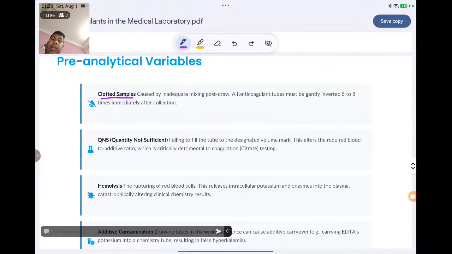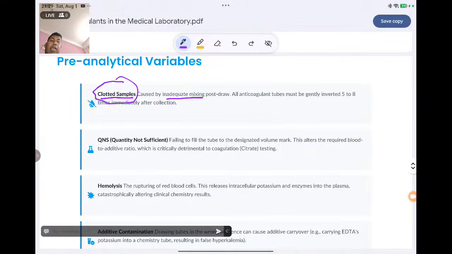It is caused by inadequate mixing. Means not inadequate amount of blood, but it is caused by inadequate mixing of blood. So when we collect blood in any of the tubes, then we have to mix the blood in that tube by simply rolling, or else it will cause a clotted sample.